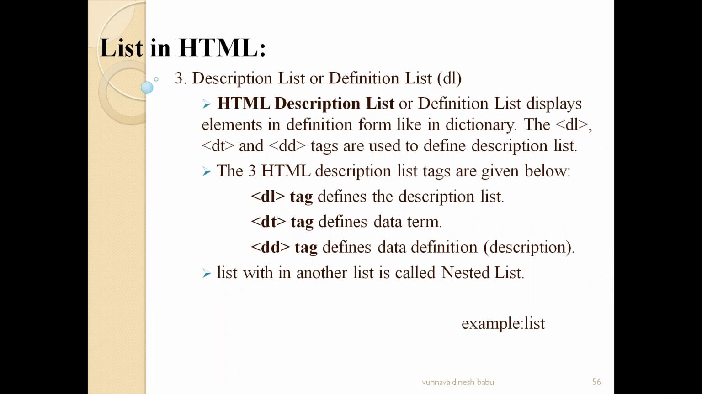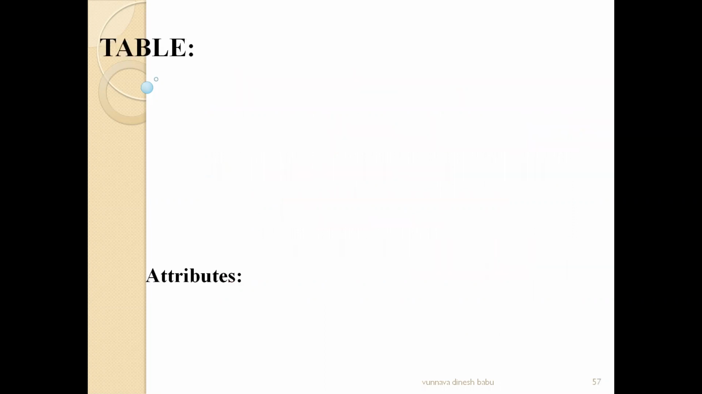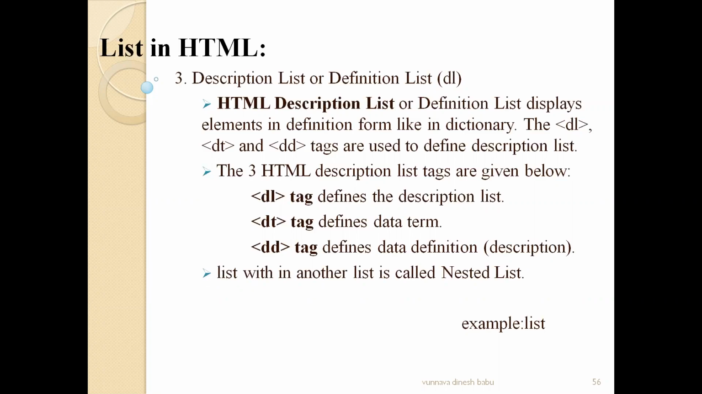Sorry for the delay. So we all know that when we are working with programs, a class within another class is called a nested class. A function within another function is called a nested function. Similarly, if we have a list within another list, then that type of list is called a nested list. So the next topic is table. We can see the table after seeing the example regarding the list.